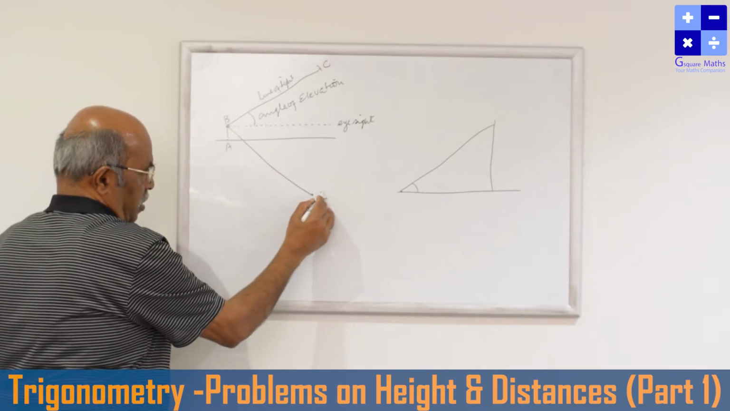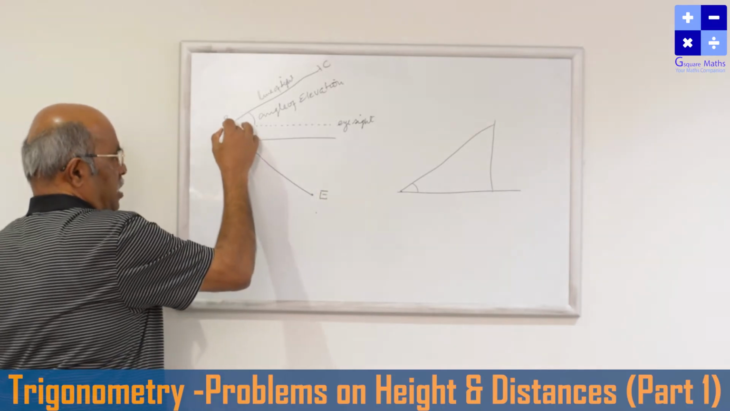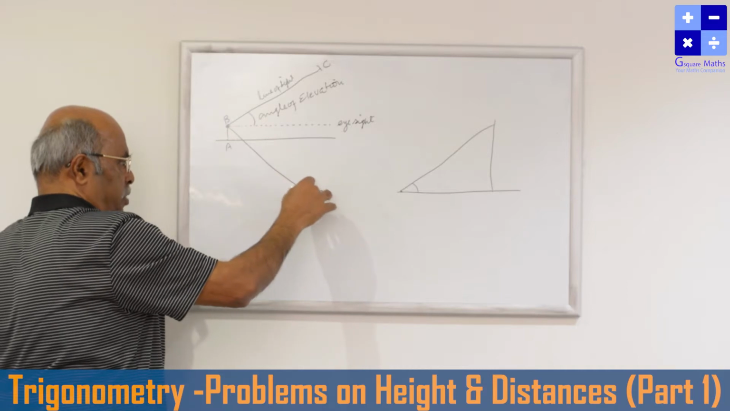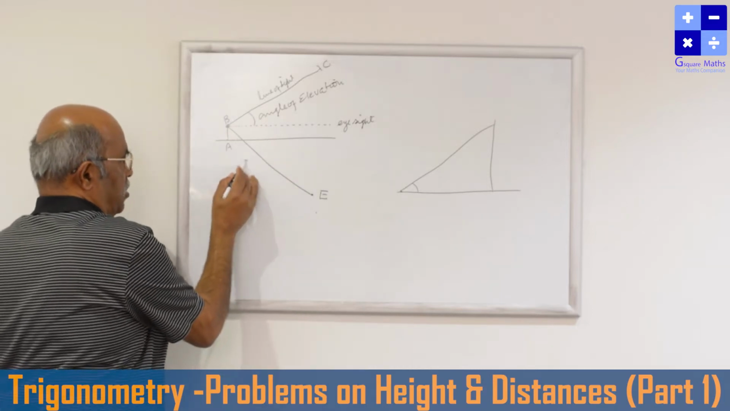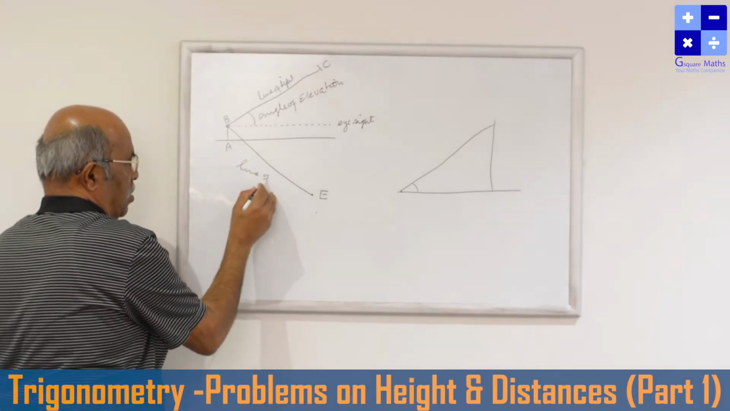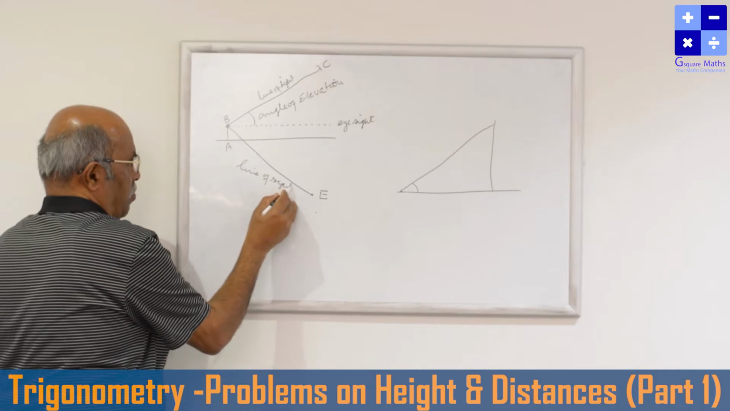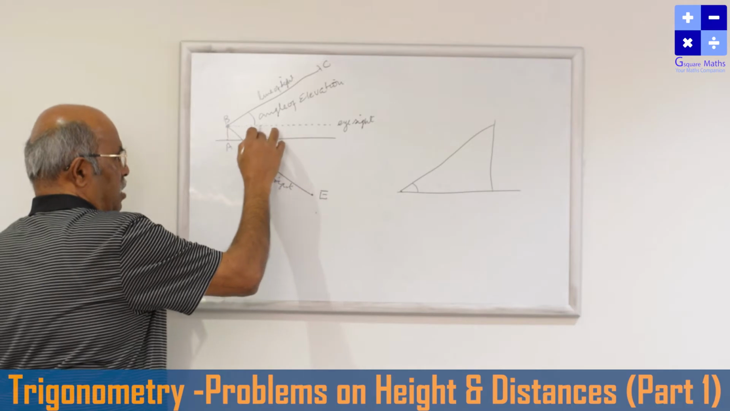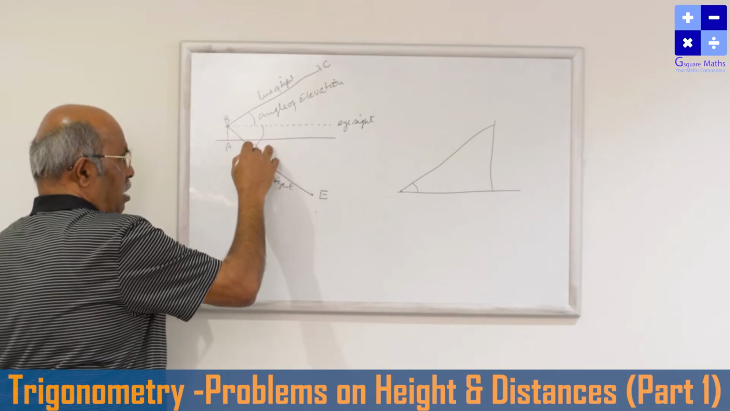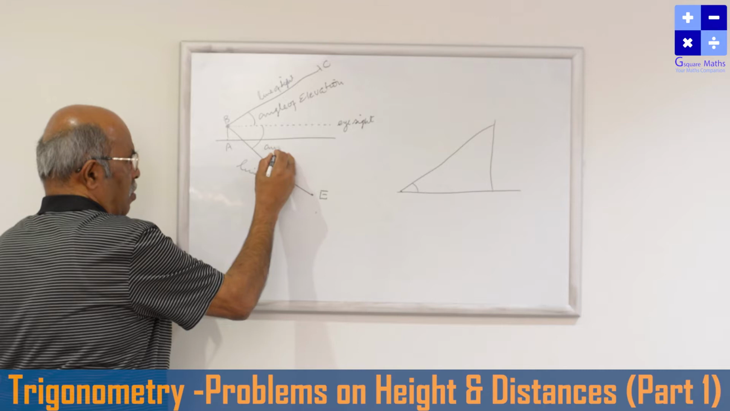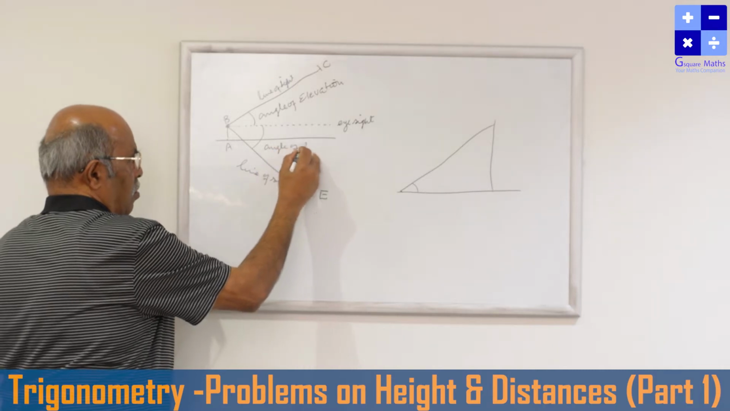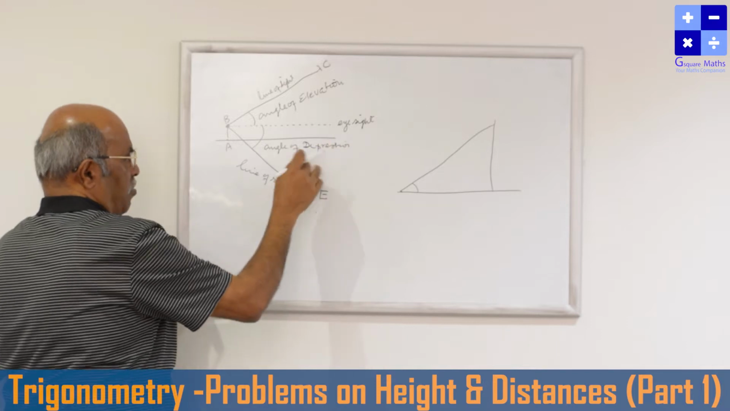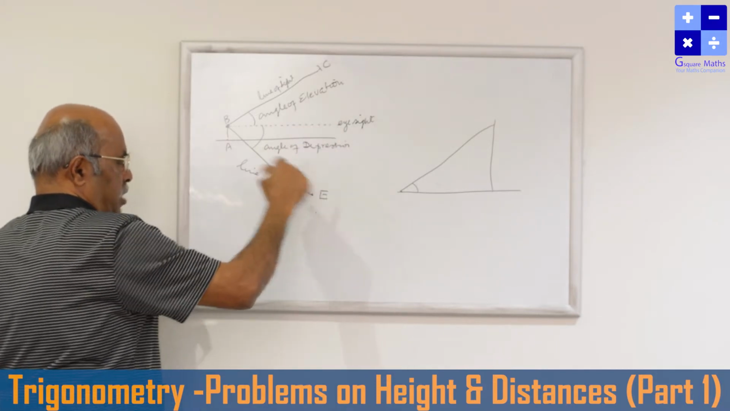If the object is below the eyesight, this is also a line of sight. Here the object is E. The imaginary line joining the eye of the observer with the object is the line of sight again. So the angle between the line of sight and the eyesight is known as the angle of depression, if the object is below the eyesight.